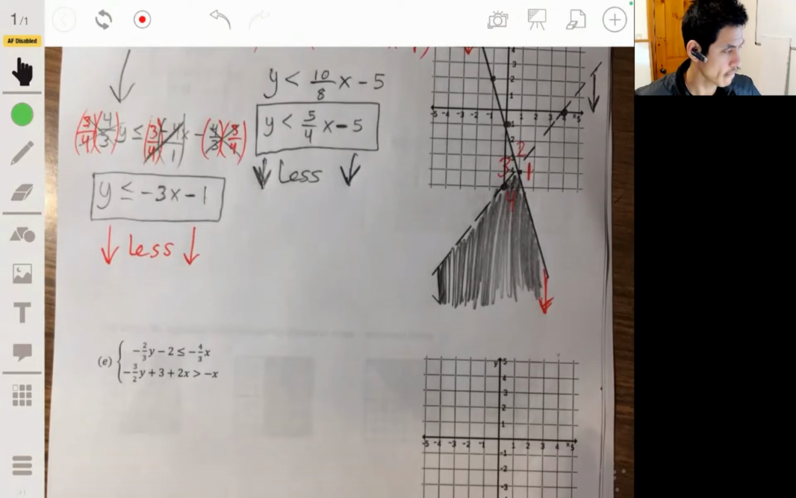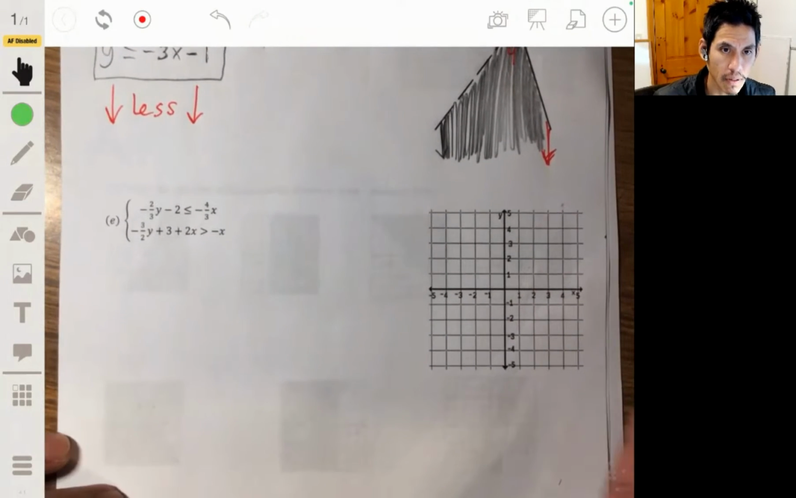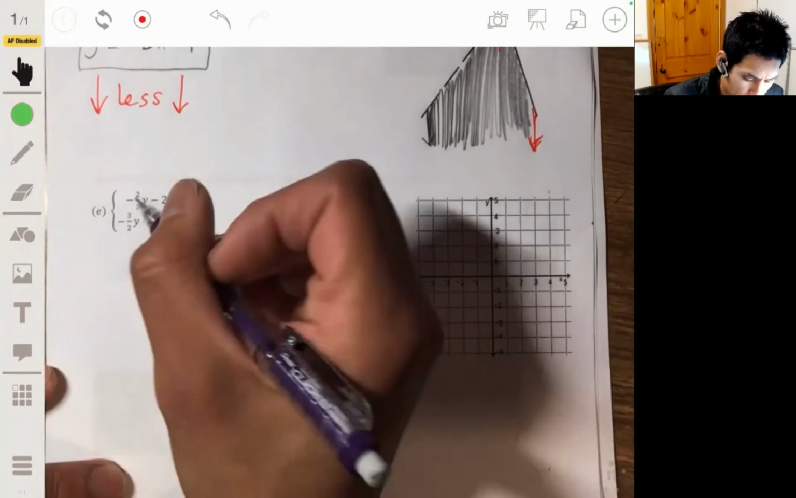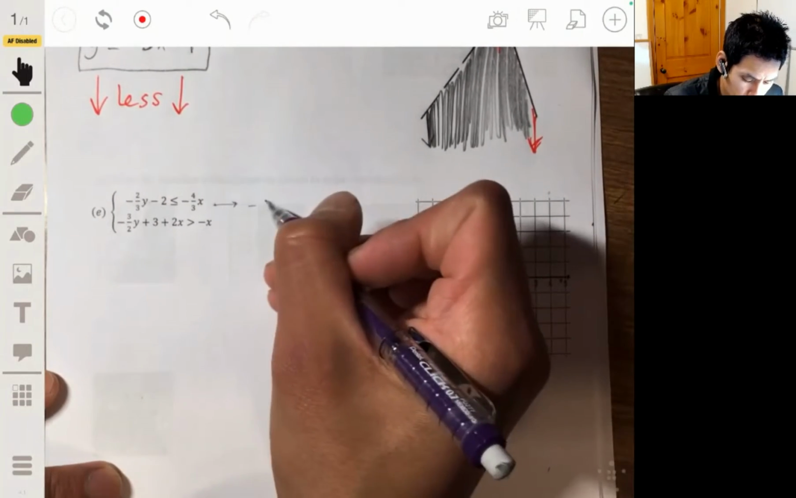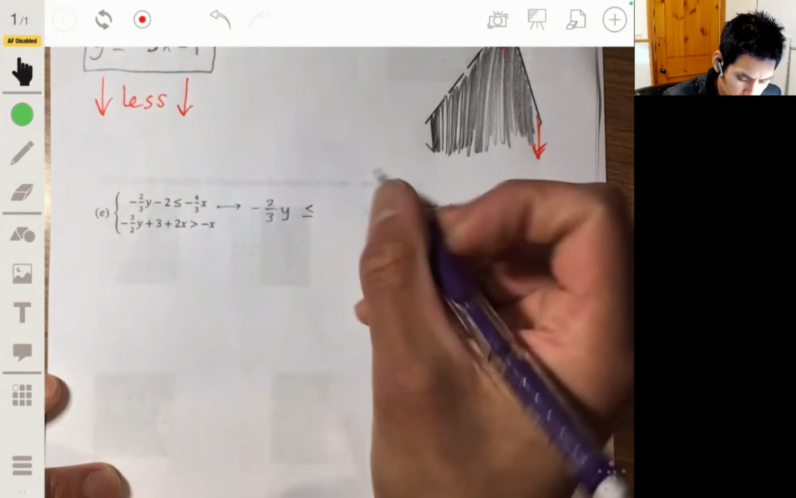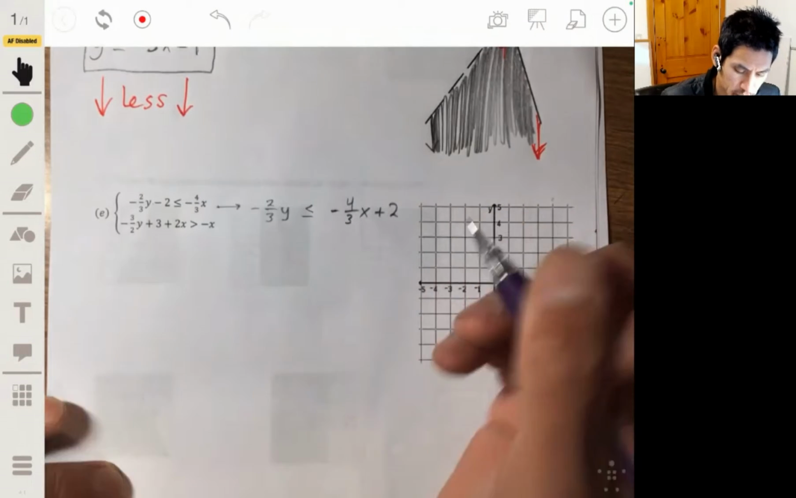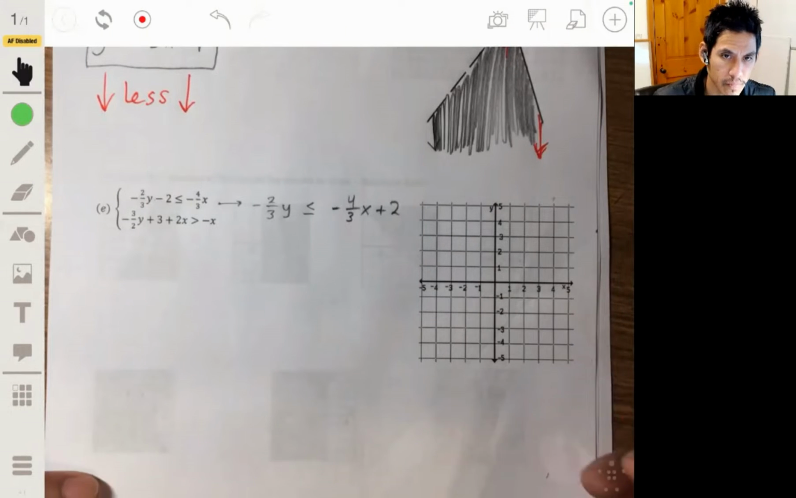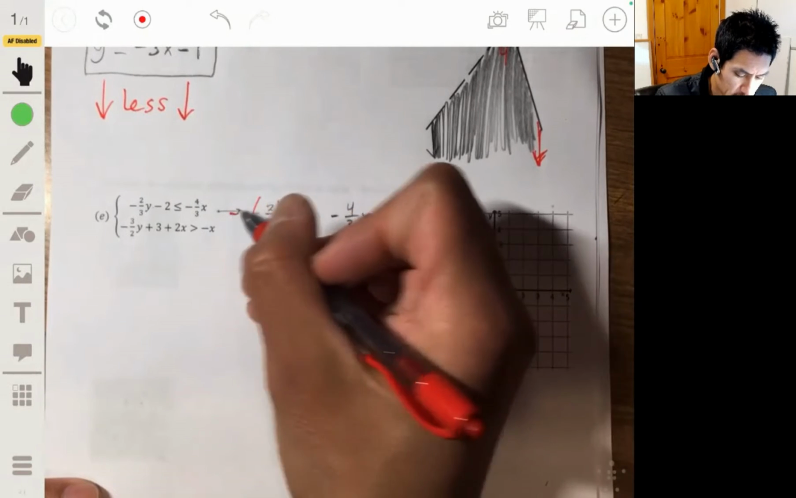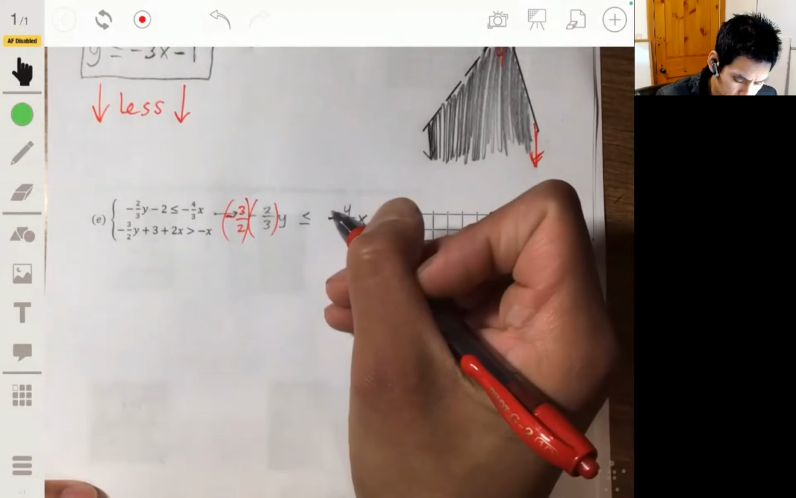All right, one more of these guys. Start off for problem E. Add 2 to both sides. We'll get -2/3 y is less than or equal to -4/3 x plus 2. I left a space because I know we're going to have to multiply by a fraction. So we're going to multiply each term by -3/2.